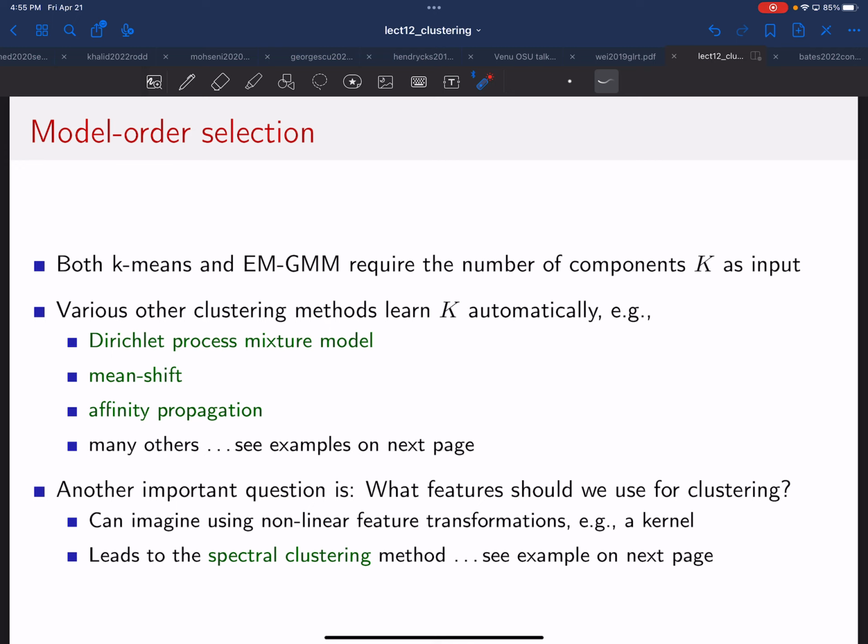Another important question is, what features should we use for clustering? Should we be using the raw features like we have been? Or, like what we learned when we were doing regression and classification, if we use an SVM that had a kernel, we get much more interesting features that were much better. The same is true here. You can do clustering with kernel methods, and it's called spectral clustering. And those methods work really, really well.